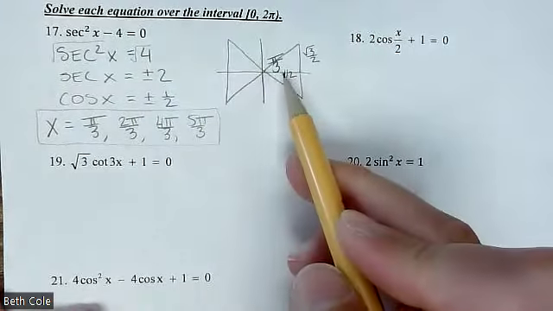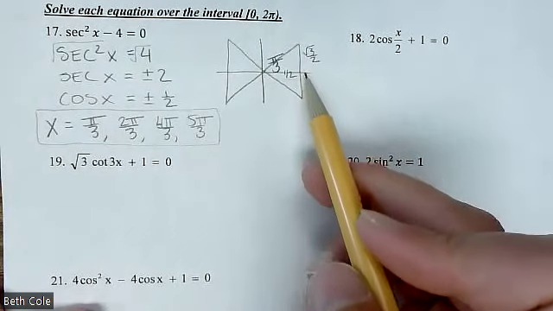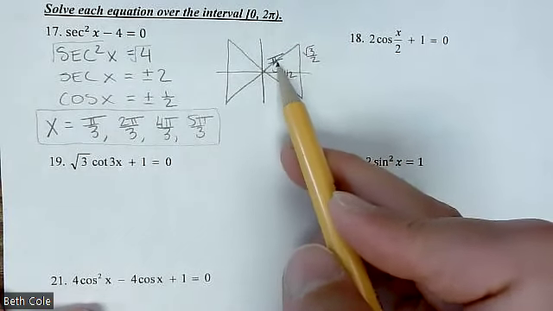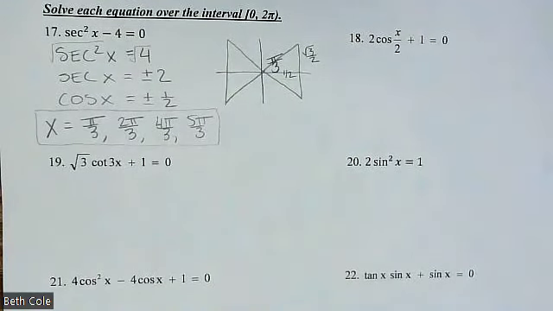Well, cosine is the x value, so 1/2 is the x value. That means this side is square root of 3 over 2. And so across from the square root of 3 over 2, you get pi over 3.